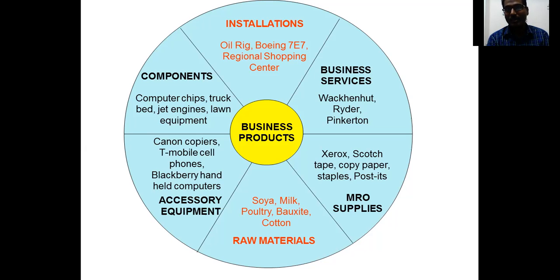Then we started with the classification of products. Broadly it is classified into two: one is consumer goods, and the second one is industrial goods. So today in class we are going to discuss industrial goods. Industrial goods have six classifications: installations, business services, MRO supplies, raw materials, accessory equipment, and components. These are called industrial or business products. So we discuss them one by one in detail now.